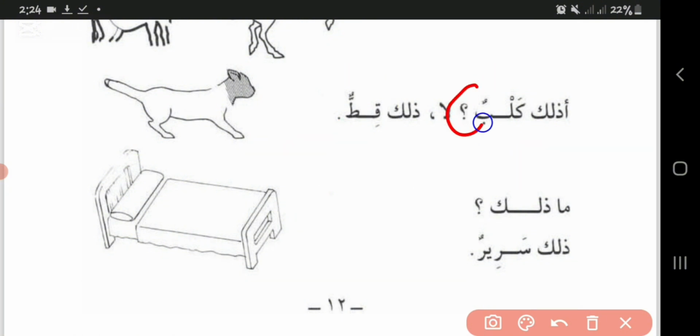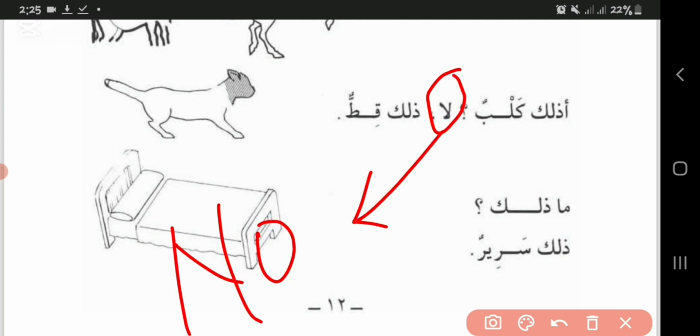So this is a question mark. This question mark is indicating that the sentence is an interrogative sentence. So now we have it this way: أذلك كلب, is that a dog? La. No. La means no.